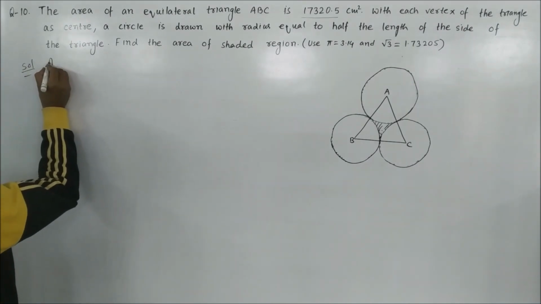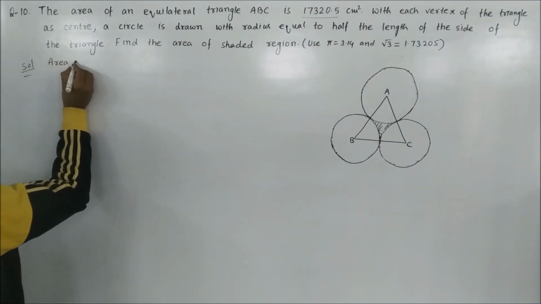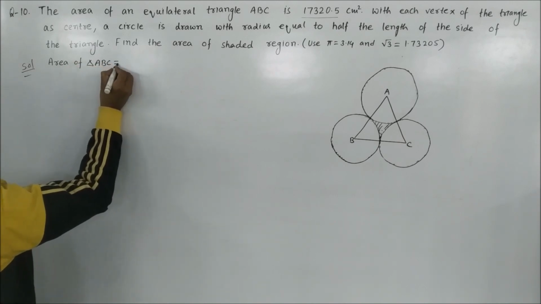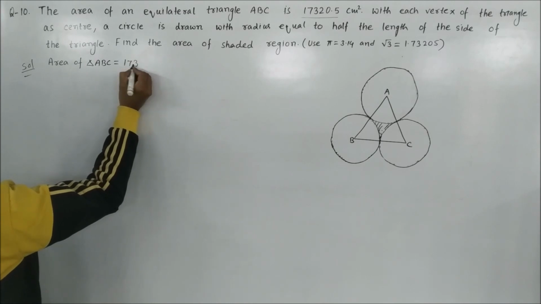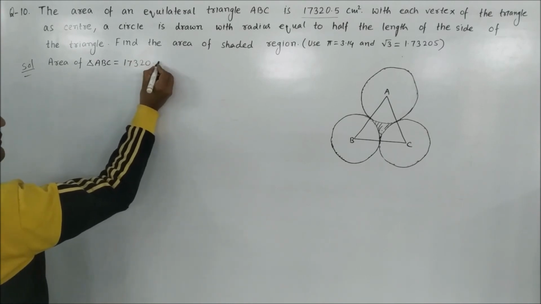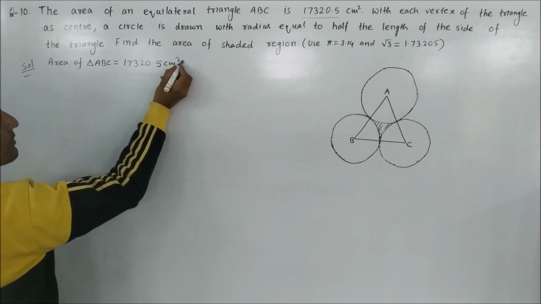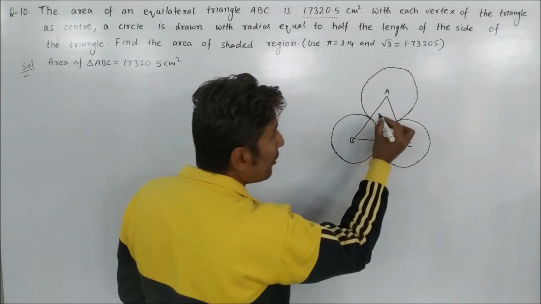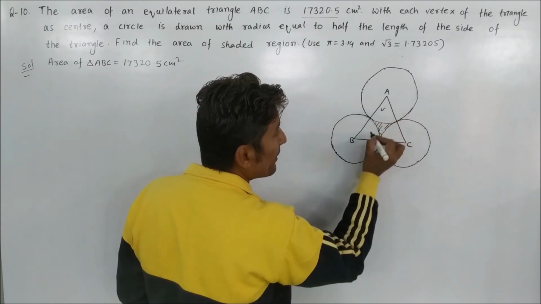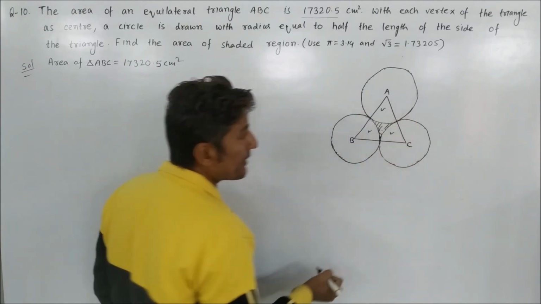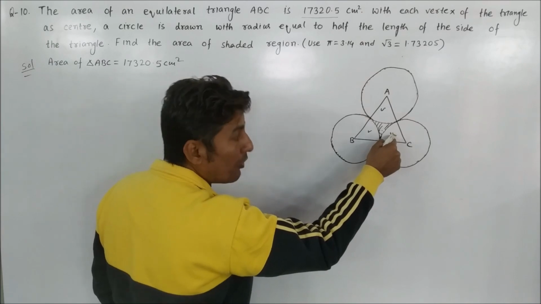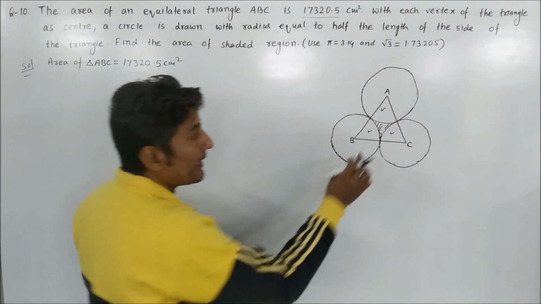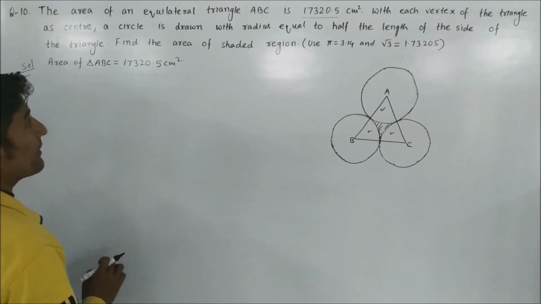Here we can write area of triangle ABC is equal to 17,320.5 centimeter square. To find the area of the shaded region, we have to subtract all the three sectors. This is the very first sector, this is the second sector, this is the third sector. We have to subtract the area of all three sectors from the area of the equilateral triangle to get the area of this shaded region.